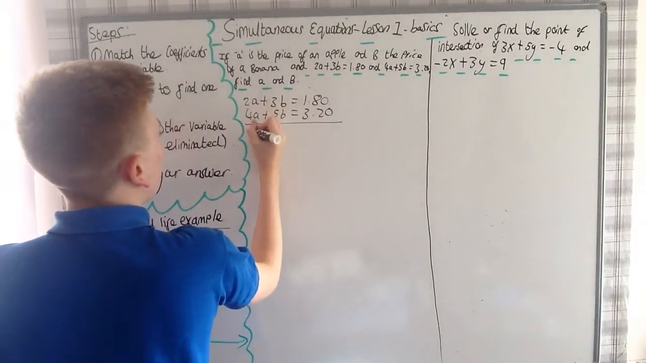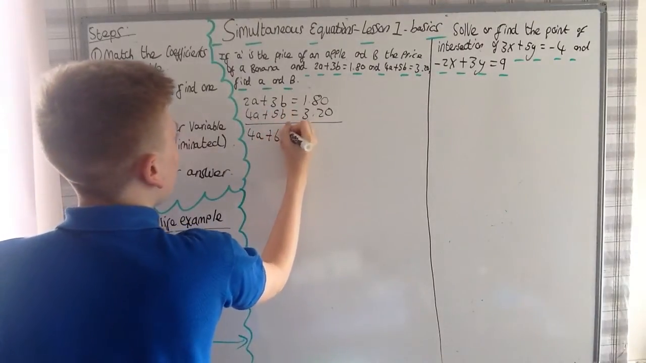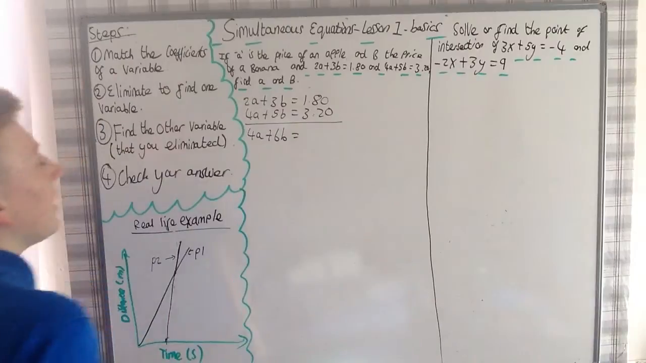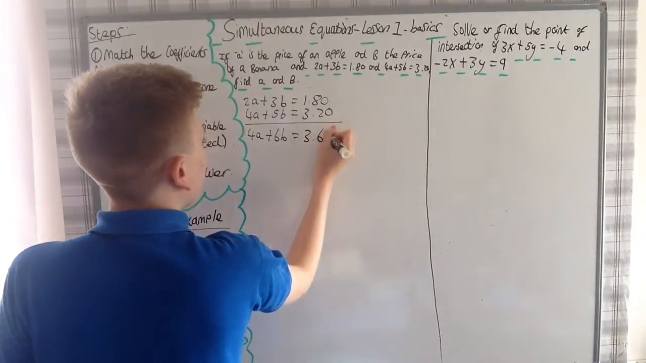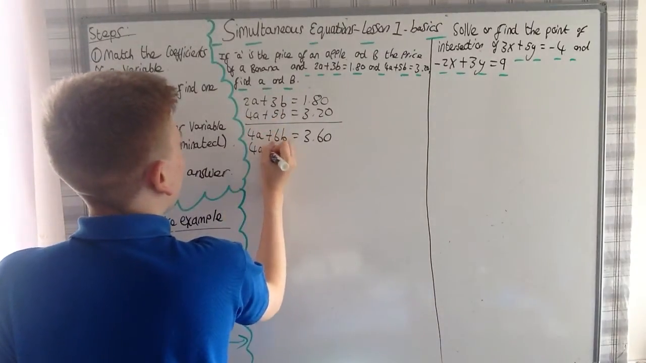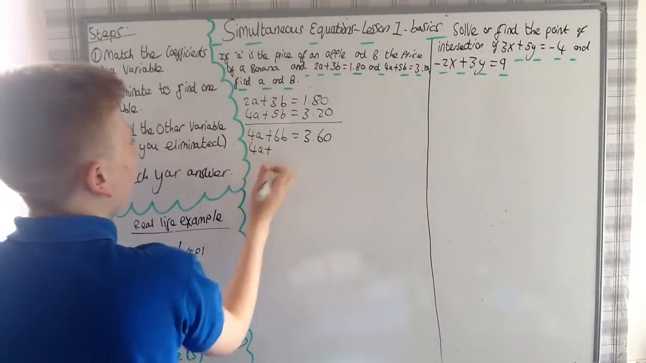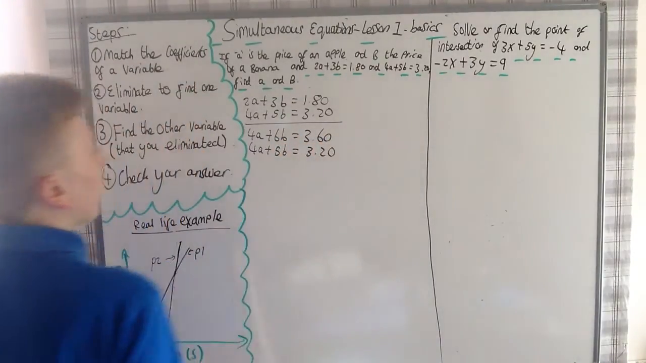The top equation becomes 4A, multiplying it by 2, plus, well, 3B times 2 is 6B, equals 1.8 times 2, which gives us 3.6. And the bottom one can stay the same. We'll leave that as it is, because now we have the A's with the same coefficient, okay?